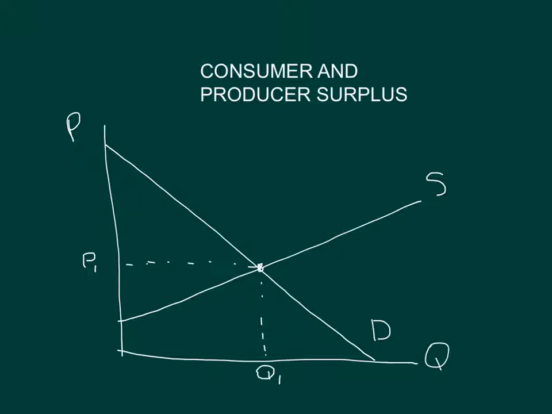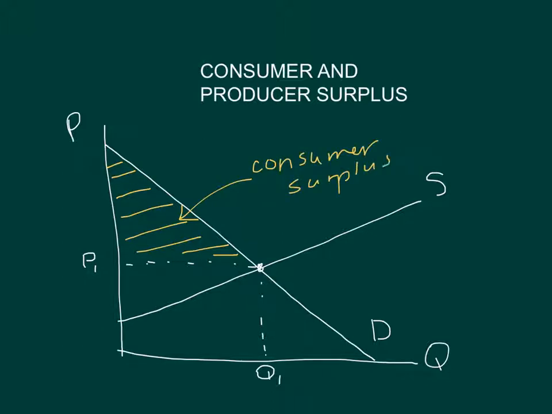We're going to see that the triangle represented here from the P1 upward to where the demand curve crosses the price axis, this whole triangle that's been shaded in, we're going to refer to that as consumer surplus. And we're going to refer to this triangle, which is the area below P1 as far as the supply curve and everything in between in that triangle, that's going to be referred to as producer surplus.